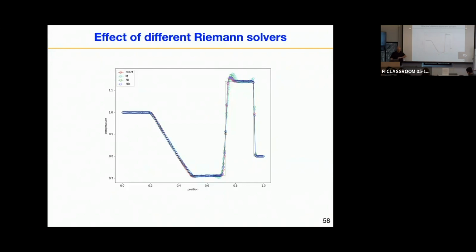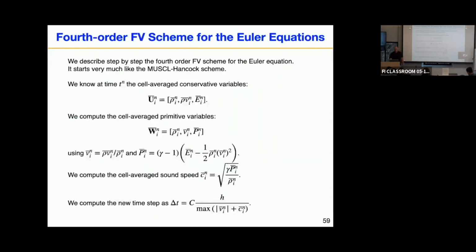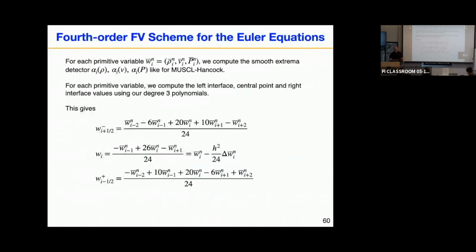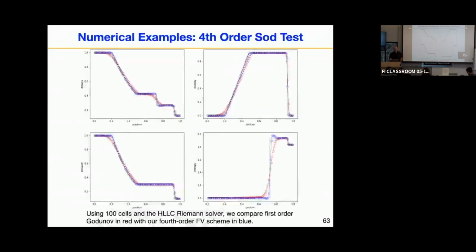Okay. So now I will show you briefly the fourth order scheme. I'm going to fly over this. I'm going to show you the results. So that's the fourth order scheme. So okay, the contact discontinuity is even better, right? But the rarefaction wave is almost perfect. Right? So that's pretty good.